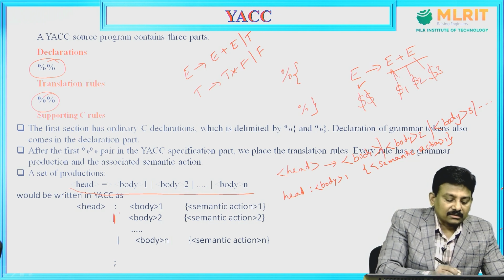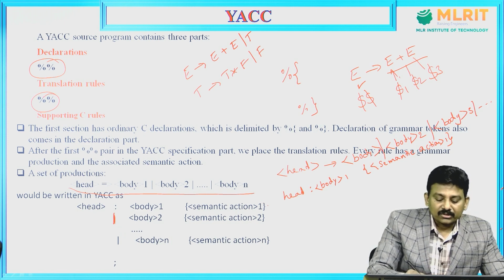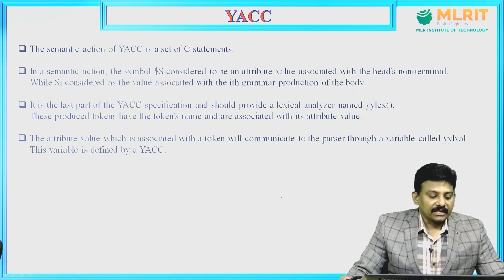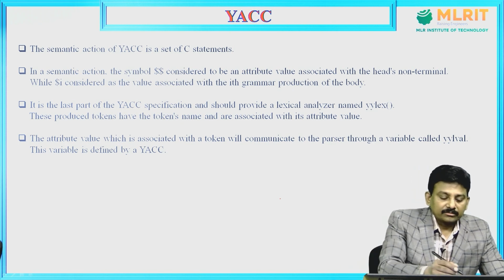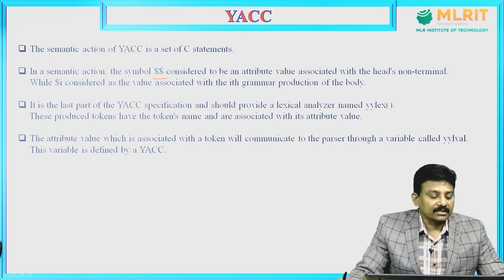This symbol indicates OR: head colon body 1, or head derives body 2, or head derives body 3 and so on. So, for every production rule, we need to define the corresponding semantic action in C. The semantic action of YACC is a set of C statements. In a semantic action, the symbol $$ is considered the attribute value associated with the head's non-terminal, that is, the left hand side non-terminal, while $i is considered the value associated with the corresponding symbol in the body of the grammar production.